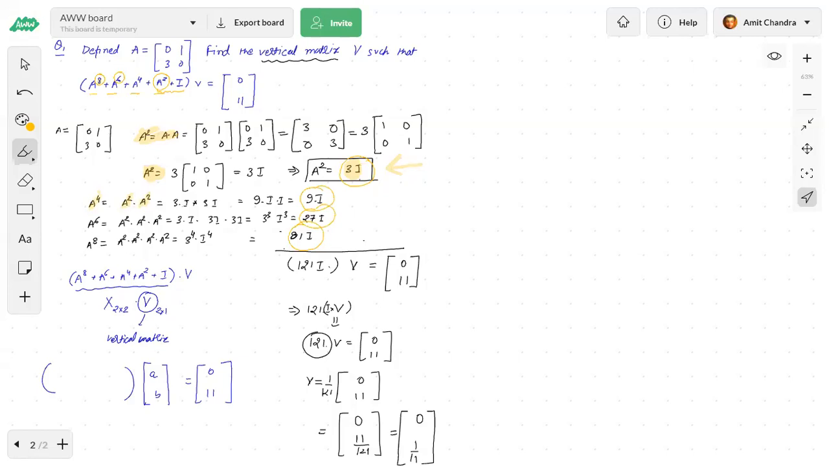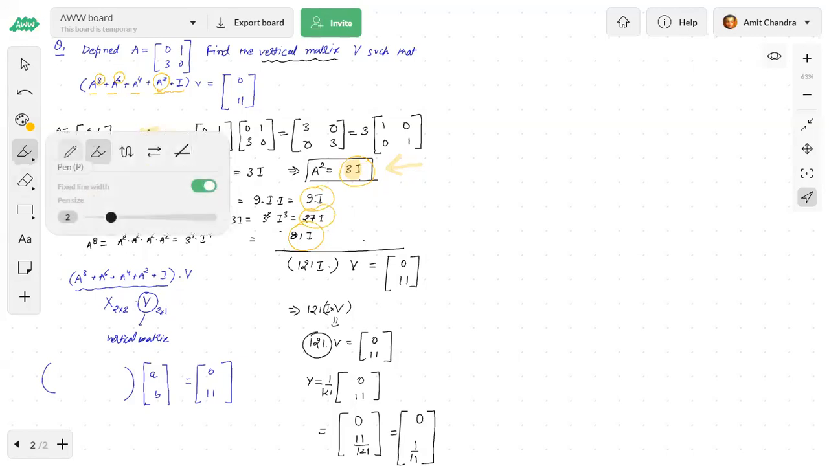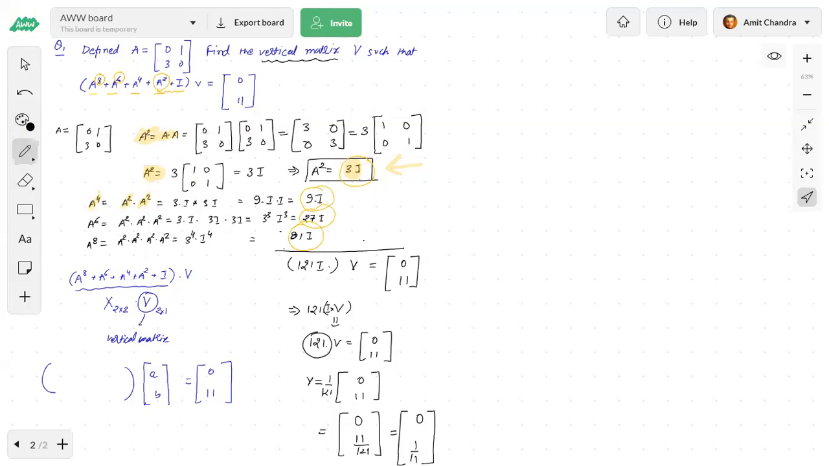Understood? So now they have asked you to add all of them. On adding, we are having a to the power 8, this is 81i, plus 27i, plus 9i, plus 3i, plus I, right? So this is 81 plus 9, which is 90, 90 plus 30 is 120, plus 1. So this is 121i, right?